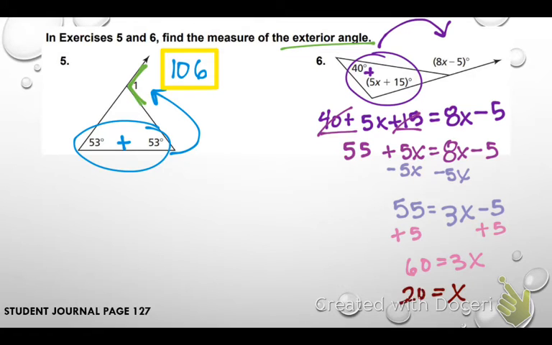20. Did I answer the question? No. I need to plug it back in, but what is it asking me to find? The exterior angle. What is the exterior angle? 8x minus 5. So let's plug it in. 8 times 20 minus 5. What's 8 times 20? 160 minus 5 is?